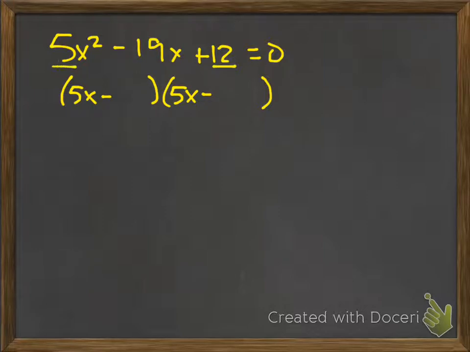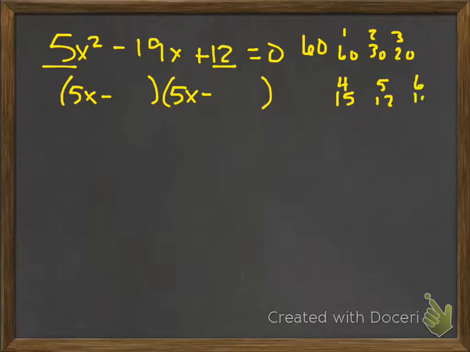Minus plus should be minus minus. Then I'm going to say 5 times 12 is 60, and I'm going to figure out all my factors of 60. Not of 12, but of 60. So 1 and 60, 2 and 30, 3 and 20, 4 and 15, there's a lot of these, 5 and 12, 6 and 10. Okay, now which of those adds up to 19?